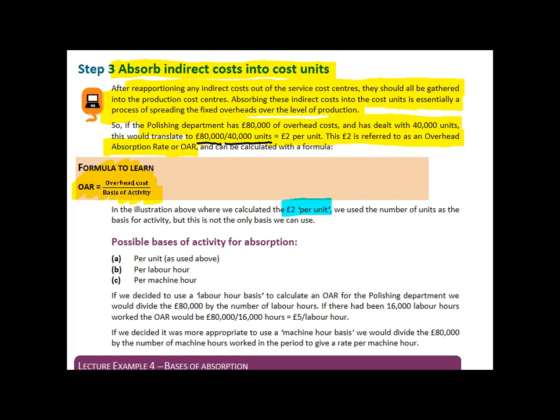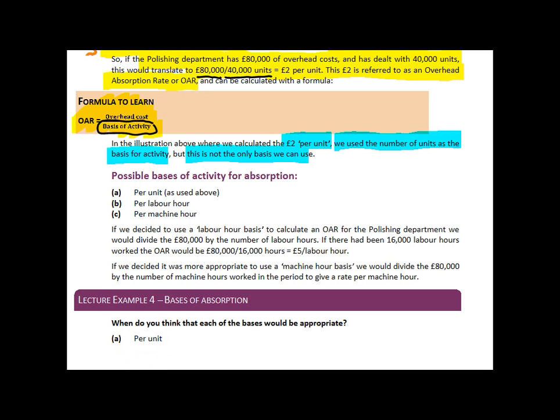Now, in that little illustration, we've just worked out an OAR per unit. That £2 was per unit because we used the number of units as the basis for activity. We divided the 80,000 by 40,000 units. It's worth being aware that's not the only basis that we can use. There are three typical bases that you might come across. There's per unit, as we've just shown, where we divided the £80,000 by 40,000 units produced. We could also look at per labour hour or per machine hour. Now, all it affects is what we're dividing the 80,000 by. We either divide it by the number of labour hours or by the number of machine hours.